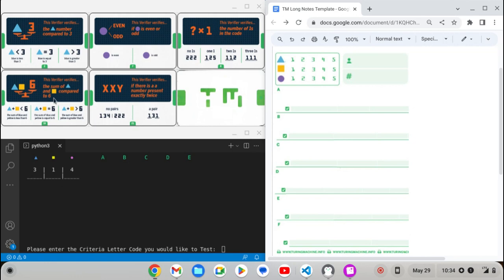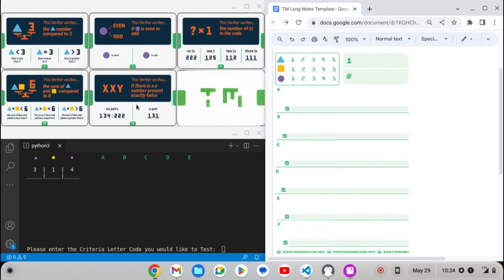Criteria card D will take a look at the first 2 digits, triangle and square, and add those values up and compare it to the number 6. So should the sum be less than 6? Should it be equal to 6? Or should the sum be greater than 6?